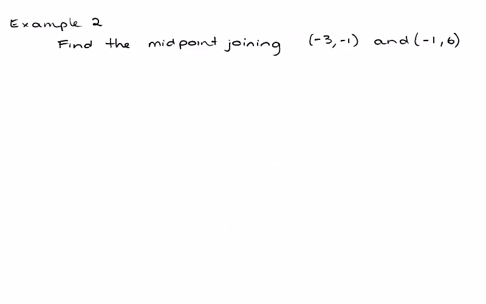Now, if you wanted to have a go at example 2 on your own now, pause the video. Okay, example 2. Find the midpoint joining -3, -1 and -1, 6. So I'll do it both methods. Plot some points. -3, -1, -1, 6. And that's a good idea for that diagram, because if you get an answer that doesn't look like it's going to be anywhere near that diagram, you know you've made a mistake. So I'm going to find the average or the middle of the x points. So I need to add them and divide by 2.